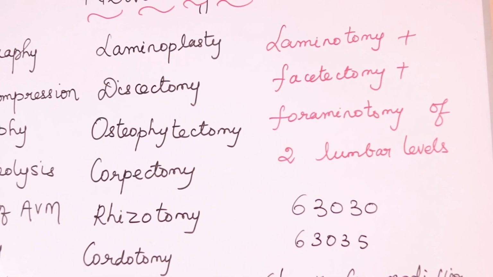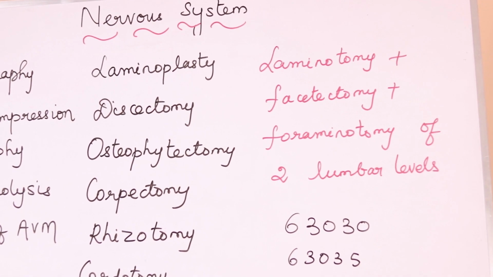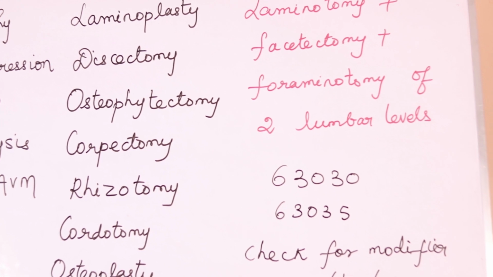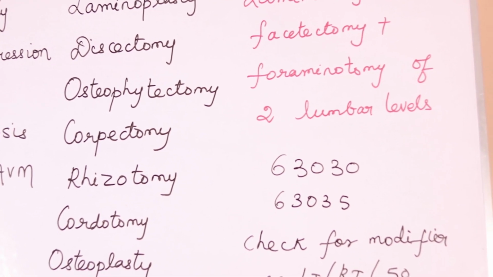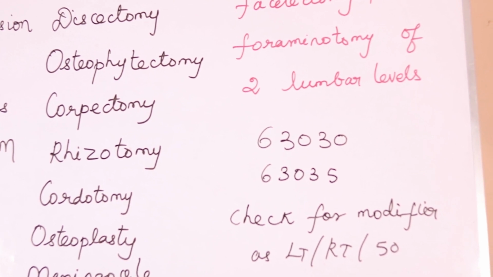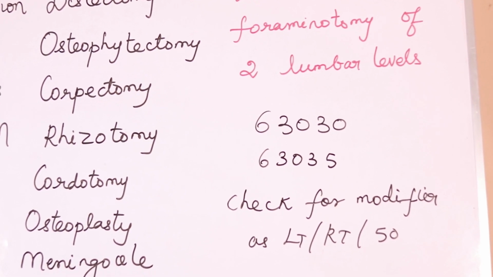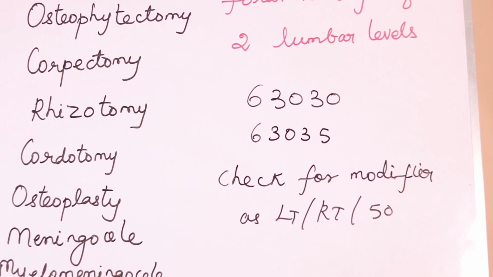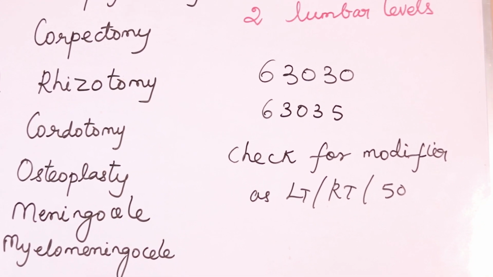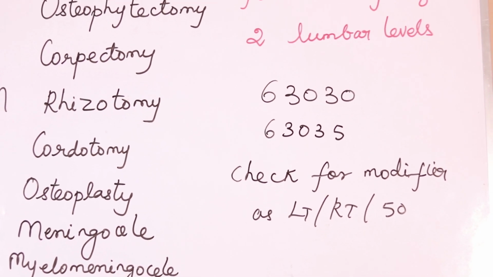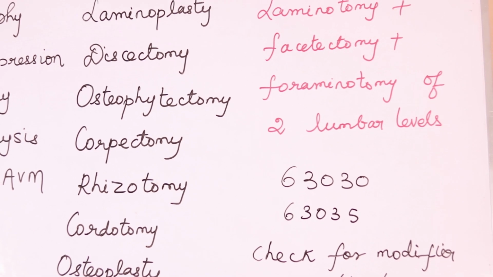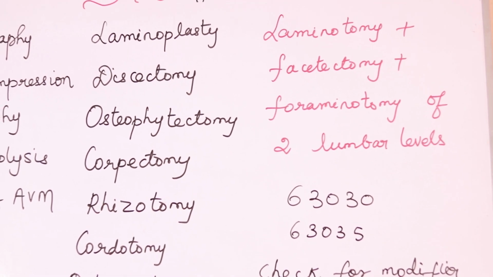Now let's see one example where a physician does a laminotomy along with a facetectomy and a foraminotomy of two lumbar levels. This can be reported as 63030 and 63035 for the next additional interspace. So whenever we say levels, we actually mean the interspaces, and you have to look out for the assignment of modifiers as left or right or the bilateral modifiers depending on the laterality where the surgery is being performed.